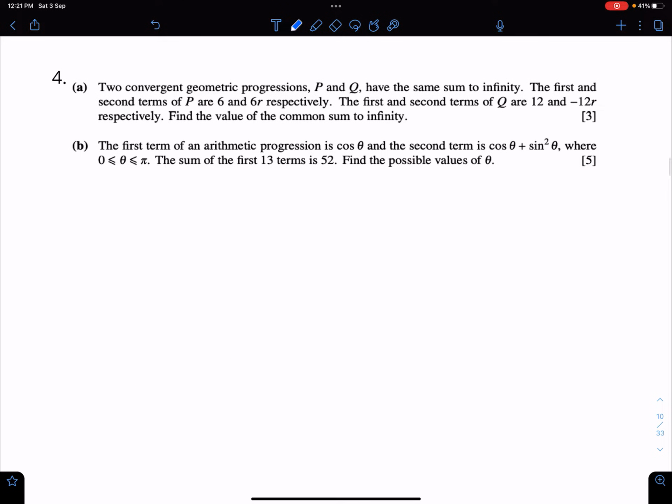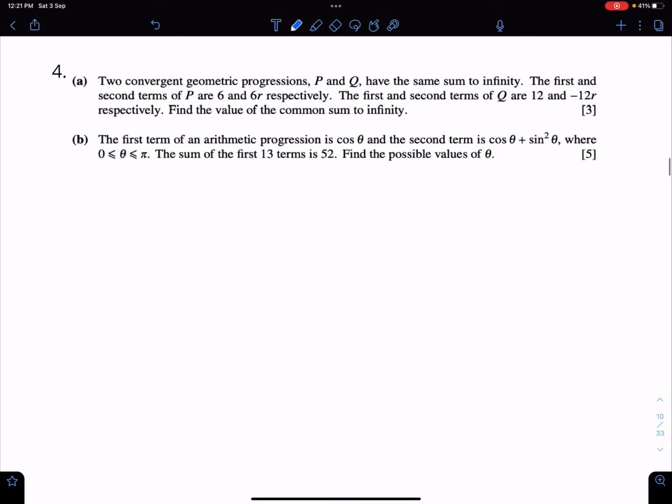Next question, question number 4. I will not solve the first part completely. I will just explain the first part. 4a. Convergent means sum to infinity exists. S infinity exists.